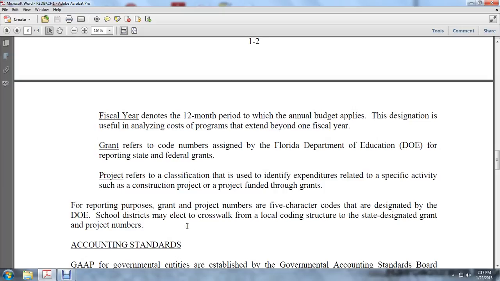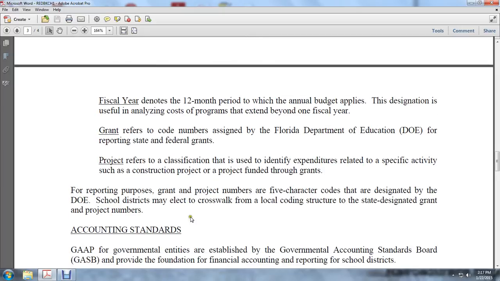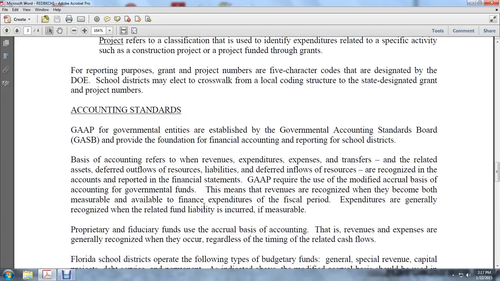The project funded through the grants is reported by the purpose of the grant and project number. It is a five-character code designated by the Department of Education. The school district may elect to crosswalk the local coding structure for the state designated grant to the project number. Accounting standards: GAAP for government entities is established by the Governmental Accounting Standards Board, providing the function of financial accounting and reporting for school districts.